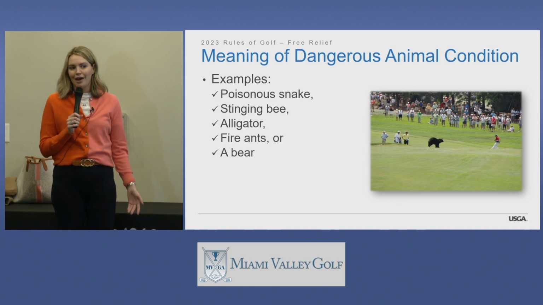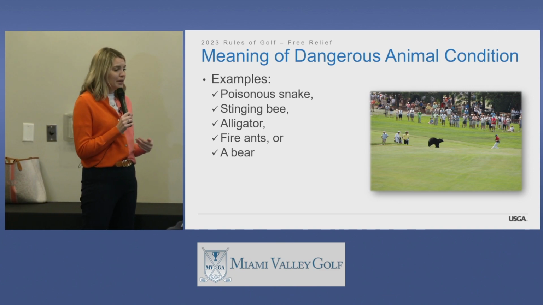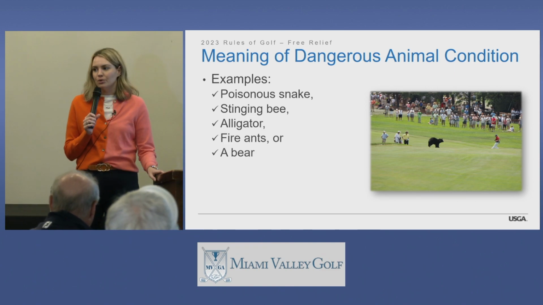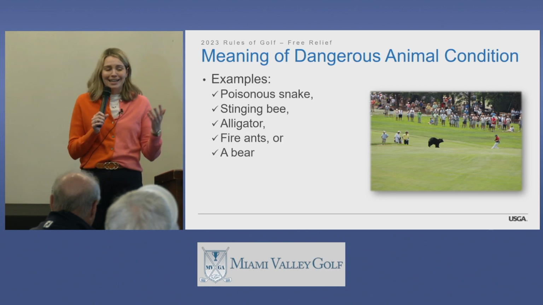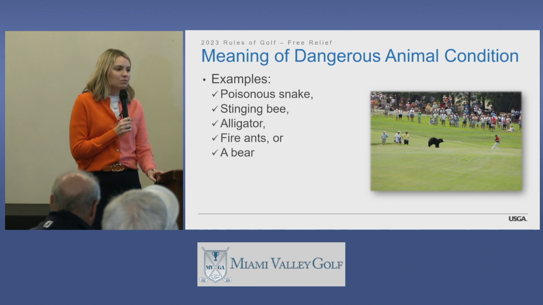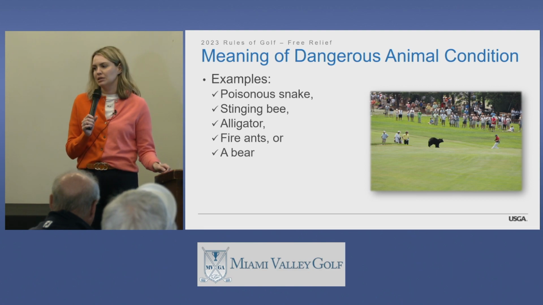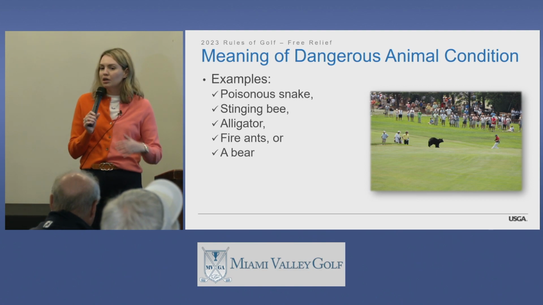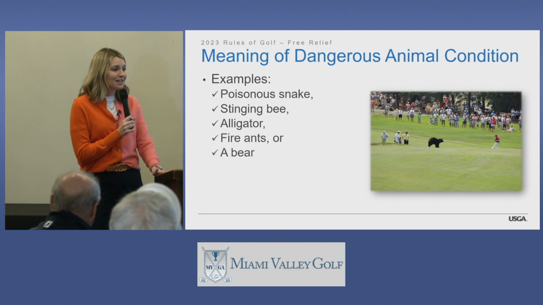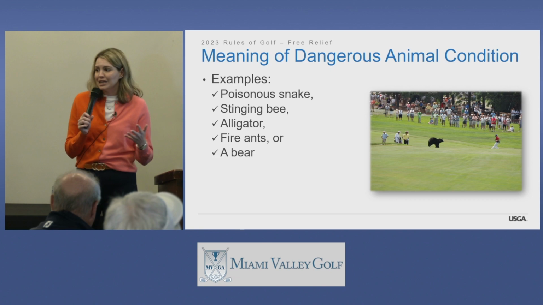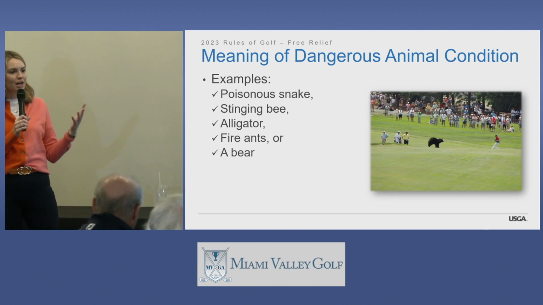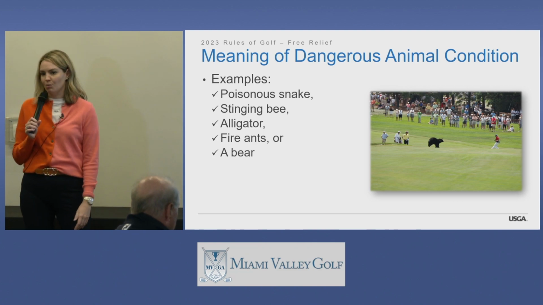Fire ants is one that I run into quite a bit at our championships, especially when we get down towards the south. And again, if we know we're somewhere where there are fire ants, that's something to check in with the superintendent at the course: are there any fire ants or other animals that we should be aware of? And if the answer is yes, and we're dealing with an anthill that looks like it could be fire ants, that's good enough for me, right?